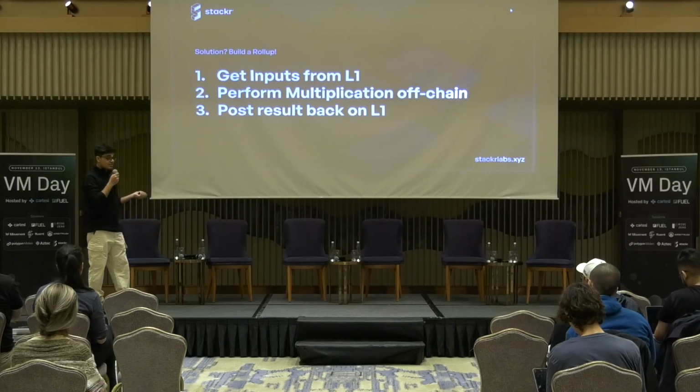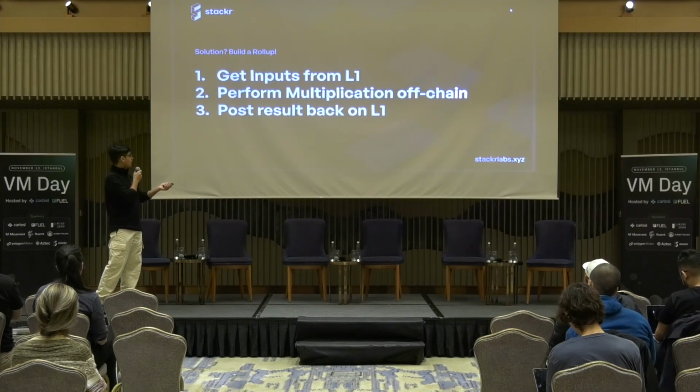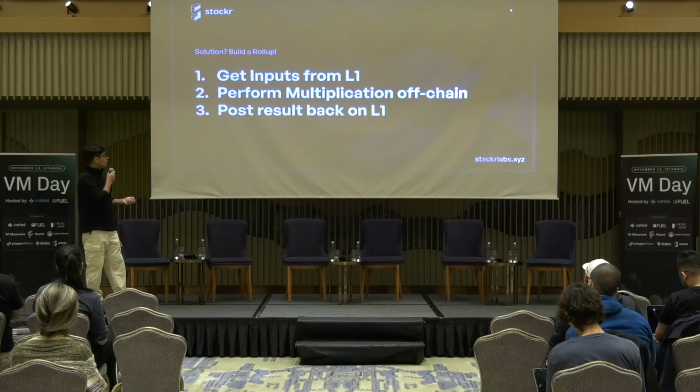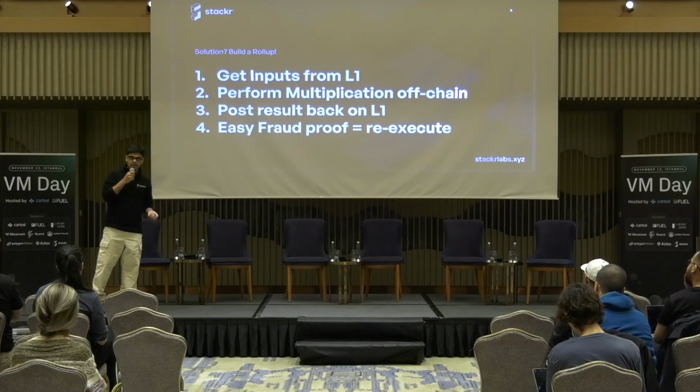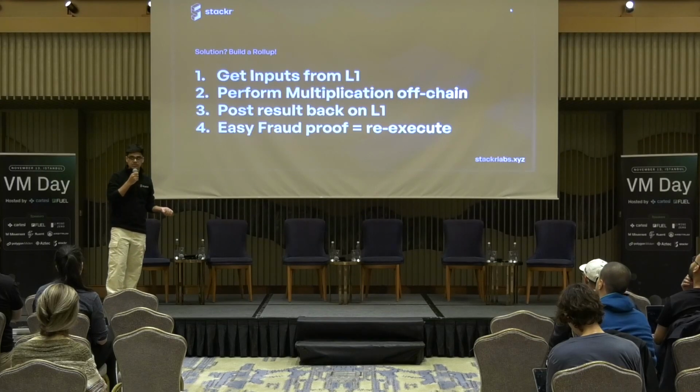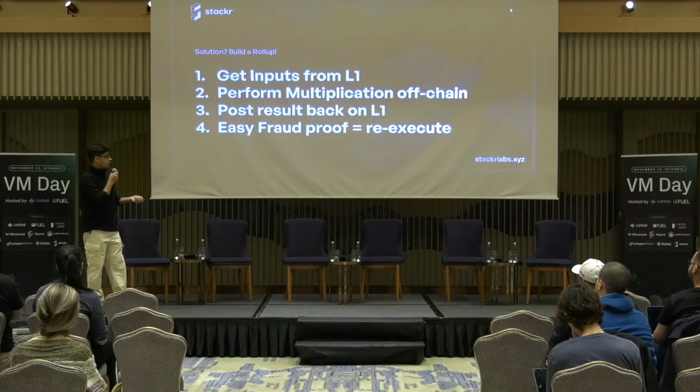There are just 3 steps. You get all the inputs from L1. You do the matrix multiplication off chain, and you post the results back on L1. On top of that, you can do easy fraud proofs because re-execution is a thing. You can re-execute all the data on chain and do a fraud proof to check if the matrix multiplication was right or not. Obviously, it's going to cost more, but that's what fraud proofs are.